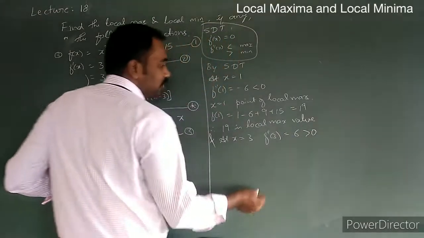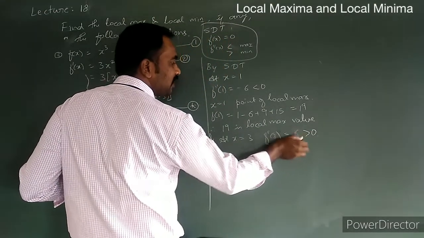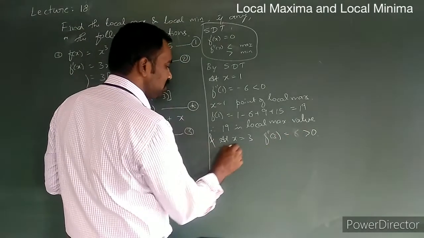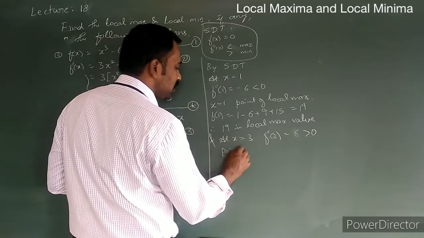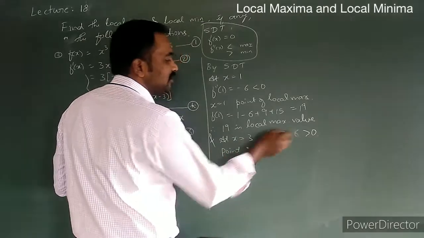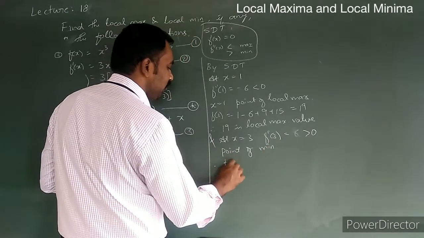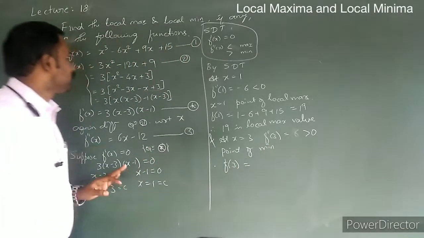It is positive. No need to write this 6; you can write directly whether it is positive or negative. That's enough. Positive means it is the point of local minima. Therefore, the local minimum value is f of 3. What is f of 3?